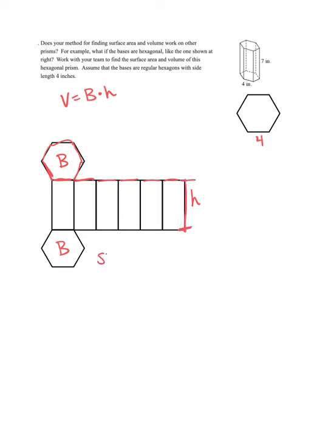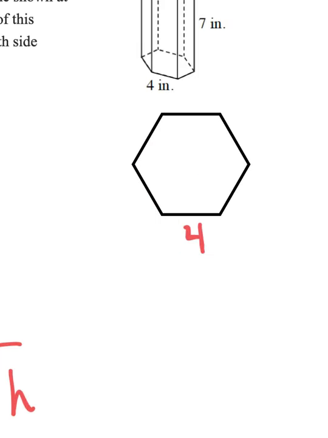So my surface area formula for a prism still applies here. 2 times the area of the base plus the perimeter of the base times the height. But because this is a hexagon, when I draw my central angle here and do 360 divided by 6, I know that's 60 degrees, and then cutting it in half gives me a 30, 60, 90 triangle, which gives me some advantages to finding the area of one of those triangles.